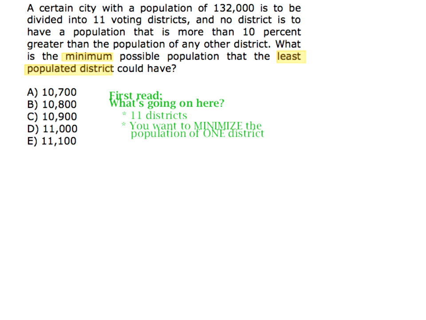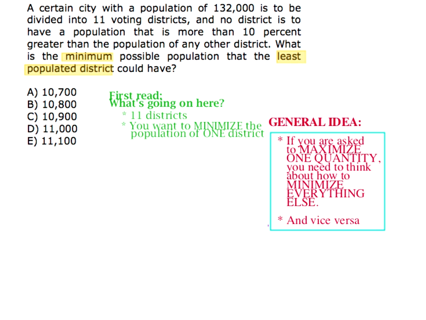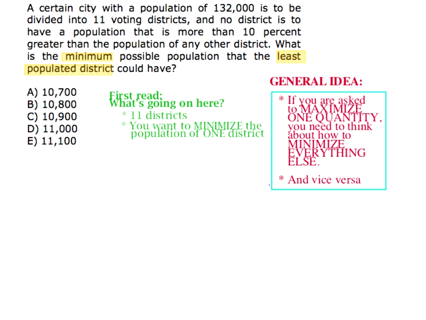So what does that mean you're really doing in this problem? Again, here's the general principle. What do we have to do? How do we have to do that? How do you minimize the population of one district? You have to max out all of the other ones. Exactly. So the point is that you need to maximize the population of all the other districts.